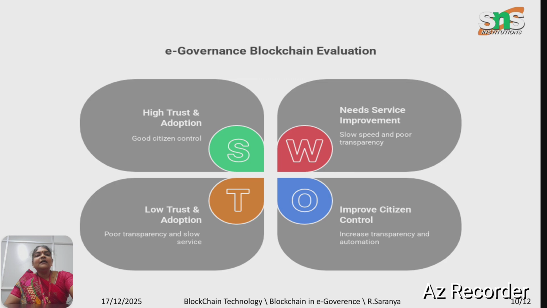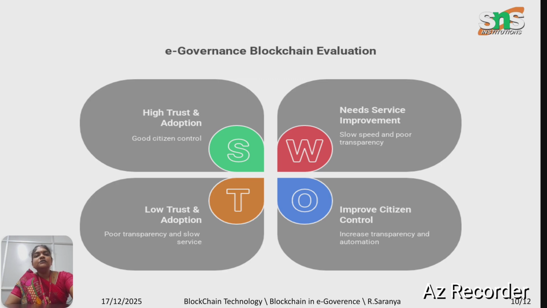So what are the strengths and weaknesses of using blockchain in e-governance? Our strength is high trust and adoption. So citizens will be getting a high level of control over their data. After that, the weakness is that they need service improvement, since the speed will be very low and poor management will be there. And then low trust and adoption, poor transparency and slow service are the main threats which are available in our e-governance. And then improved citizen control should be given to increase the transparency and automation.